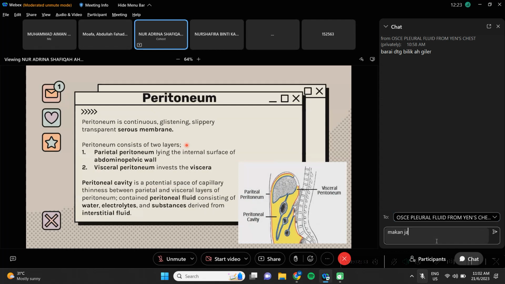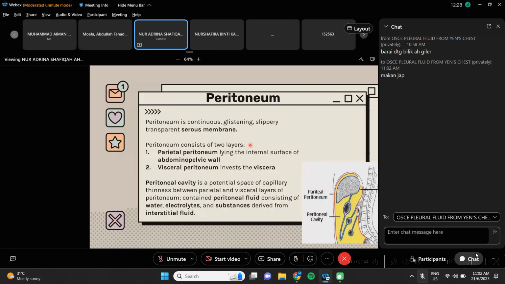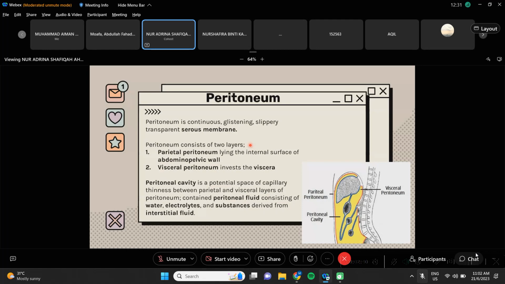For your information, in males the peritoneum is a closed space. However, in females, the peritoneum is an open space, with a way to the external part of the body, which is through the tubal, uterine tube. And we also have the visceral peritoneum, which invests the viscera.